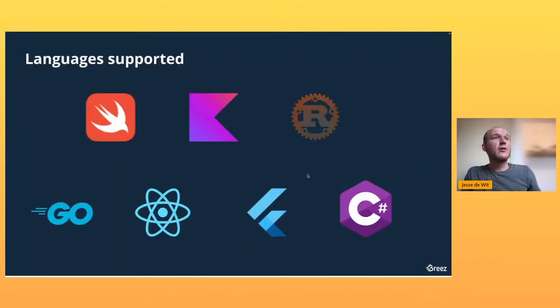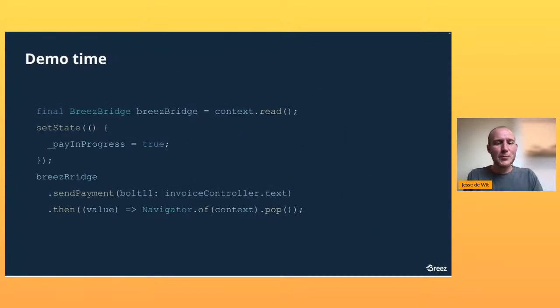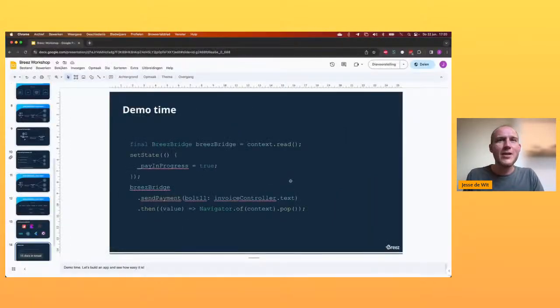The languages we currently support are Swift, Kotlin, Rust, Go, React Native, Flutter, and C#. And there's going to be more languages. So if you have a language that's not in here, we could probably create bindings for your language as well if you want to start building on top of Breez SDK. Okay, a lot of talk, but let's build an app and see how easy it actually is to use.